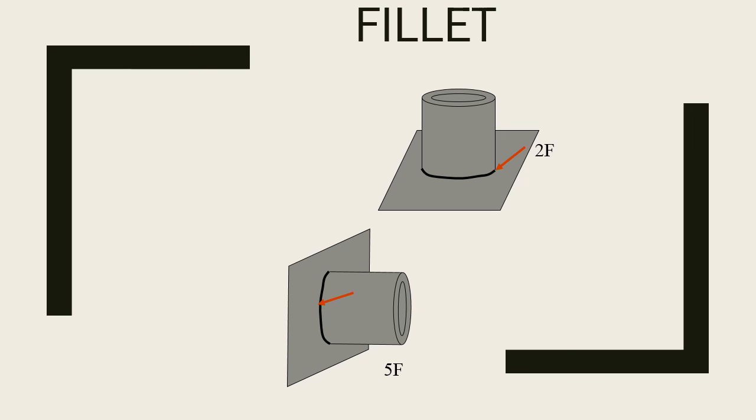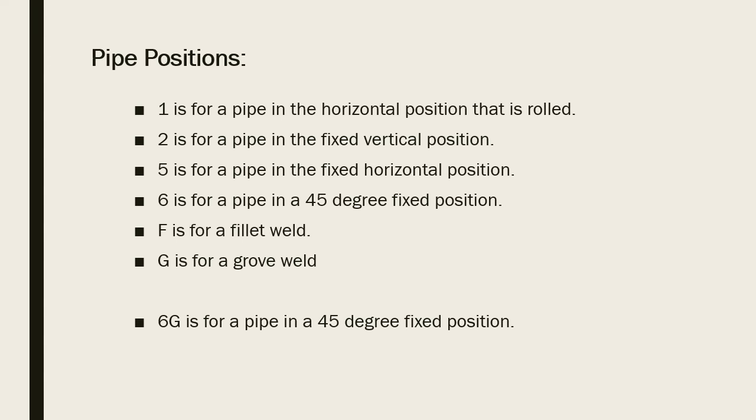Here's 2F and 5F with fillet welds, the 2 and the 5 position. Give you an idea. Pipe positions. 1 is for a pipe in a horizontal position that is rolled. 2 is for pipe that is in a fixed position. 5 is for pipe in a fixed horizontal position. 6 is for a pipe in a 45-degree fixed position.